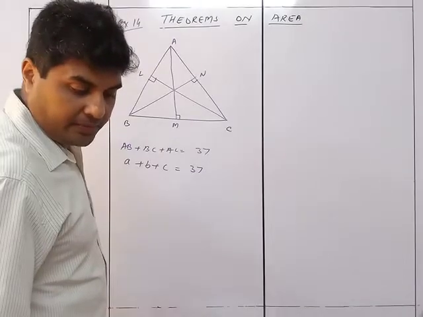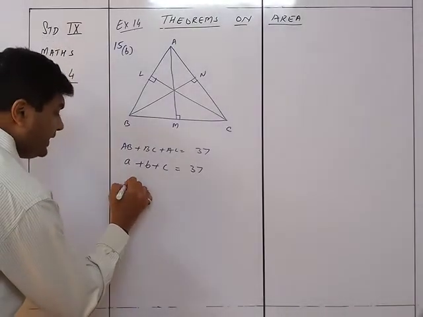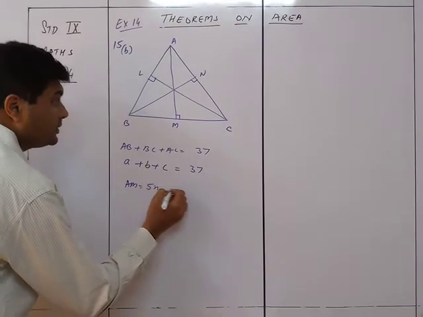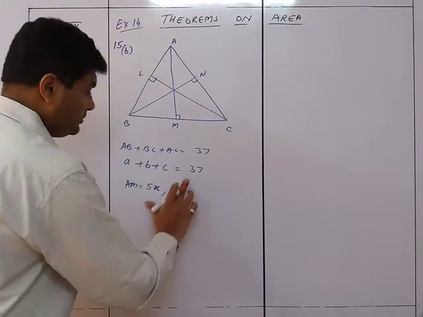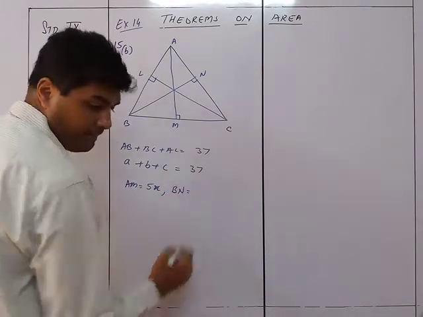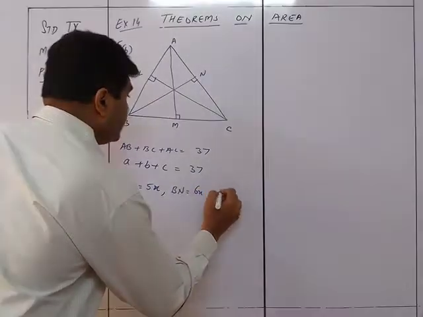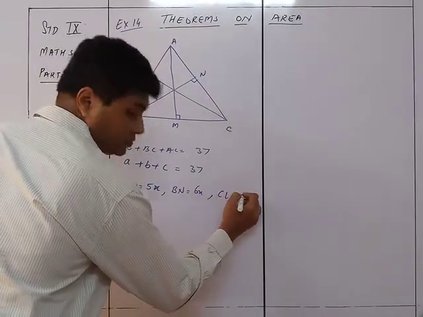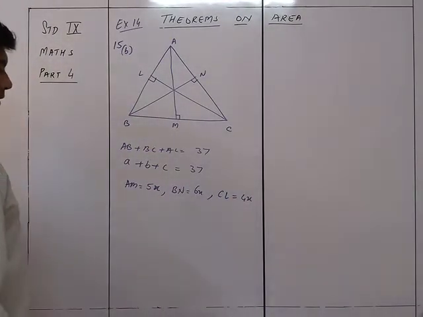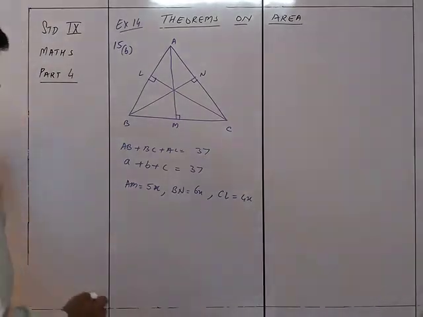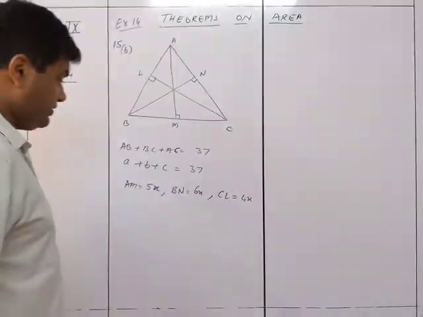You are given that the respective altitudes, AM is 5x. So AM is equals to 5x. BN is 6x, and CL is equals to 4x. Okay, so that means that we need to find out the sides of the triangle, obvious.